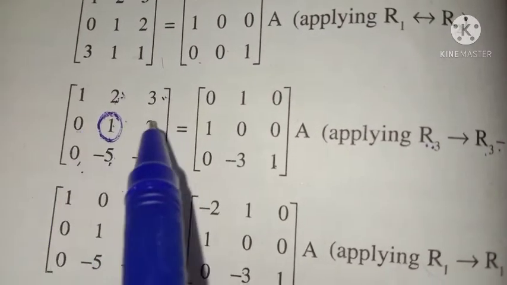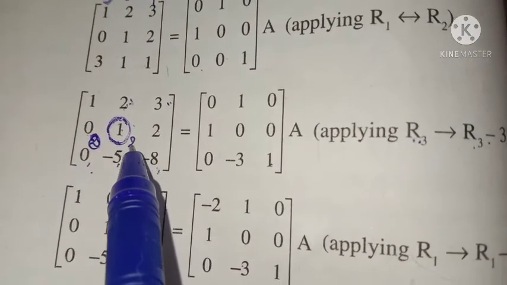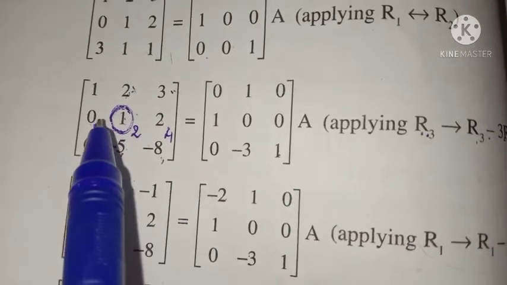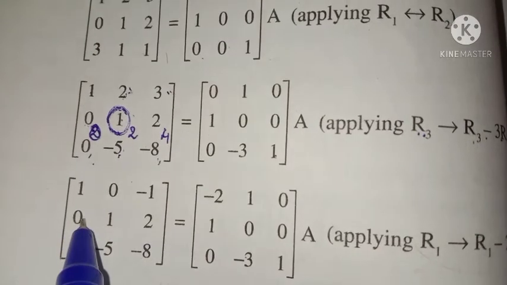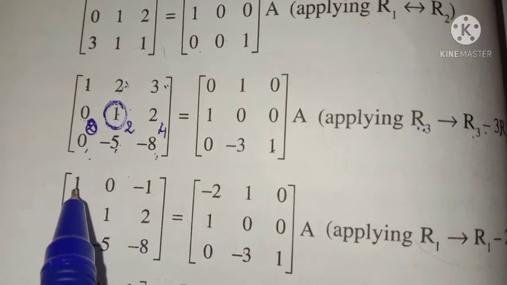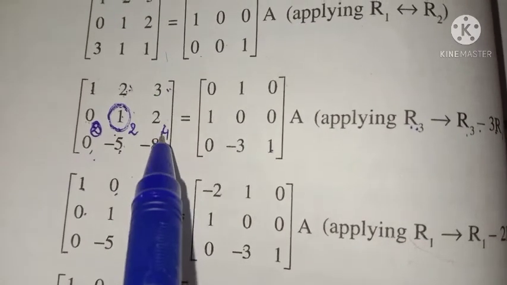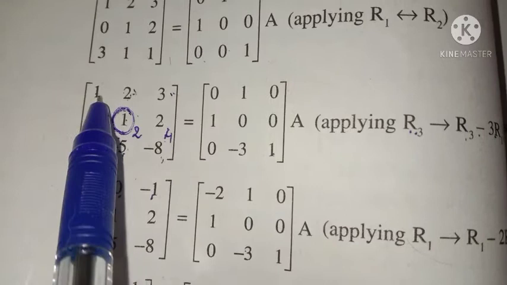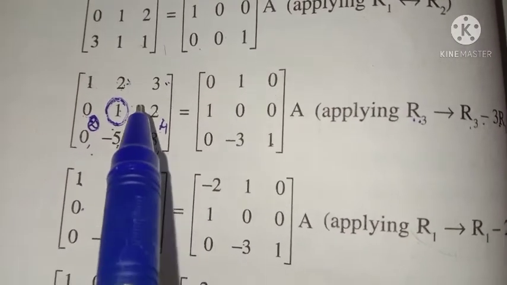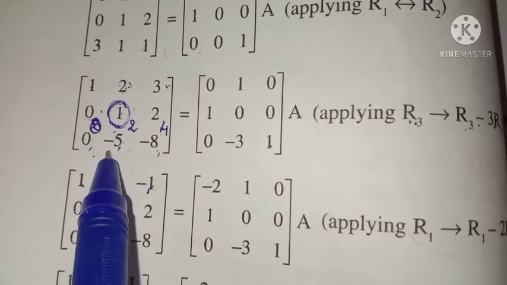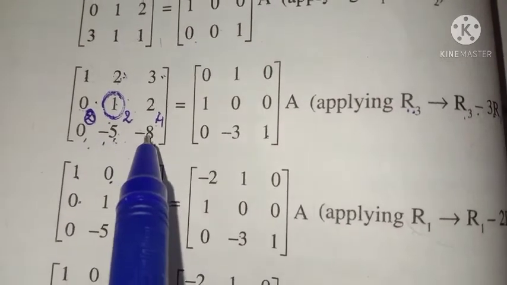Okay, the second row is multiplied by 2 and subtracted from R1. If we multiply the second row, this becomes 0, 2, 4. Now subtract these values from the first row. So 1 minus 0, 1. 2 minus 2, 0. 3 minus 4, minus 1. So the first row changed to 1, 0, minus 1. There is no change in the second row and third row: 0, 1, 2, 0, minus 5, minus 8.